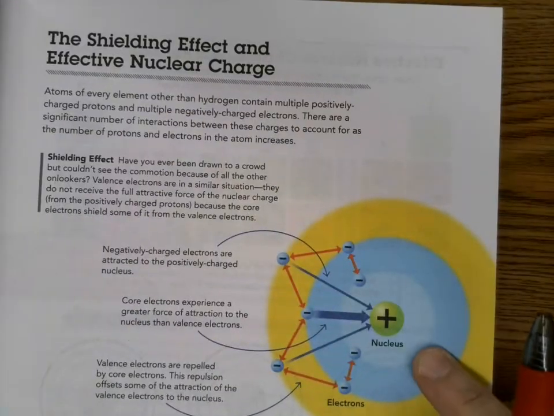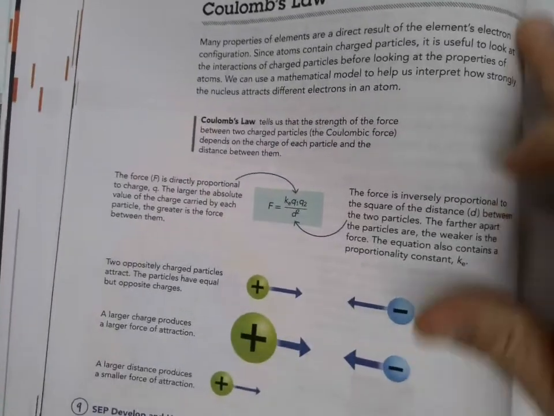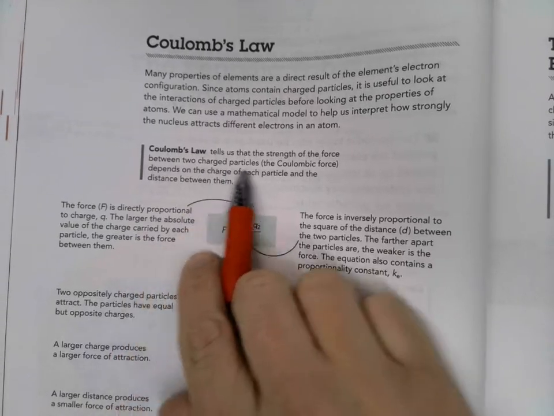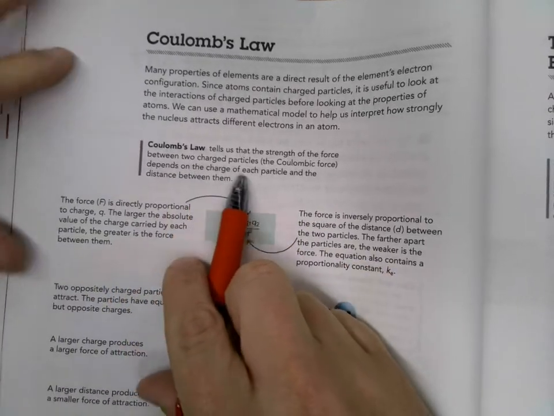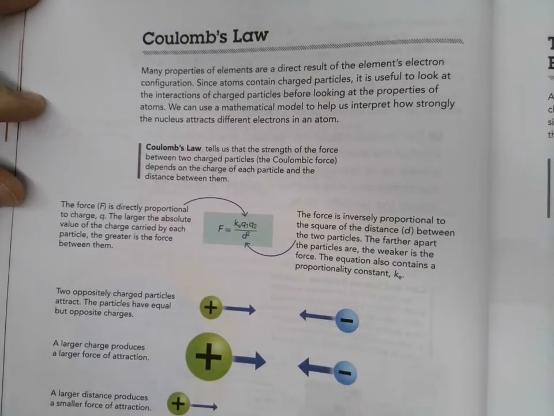Okay, before I use this example again and talk about what's going on with the electrons interacting, let's talk about Coulomb's law. I want you to write down this definition. It tells us that the strength of the force between 2 charged particles, the Coulombic force, depends on the charge of each particle and the distance between them.